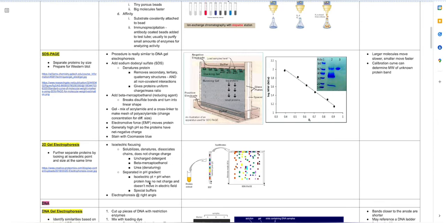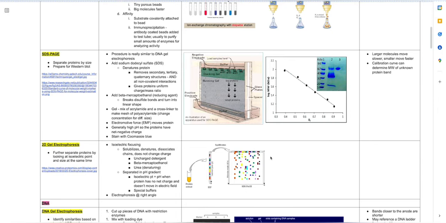The second step is electrophoresis, which is like SDS-PAGE from earlier. What you do is you take the tube you used to do IEF, and then you turn it at a 90-degree angle, and then you run it through your gel. So you're going to do an SDS-PAGE here.